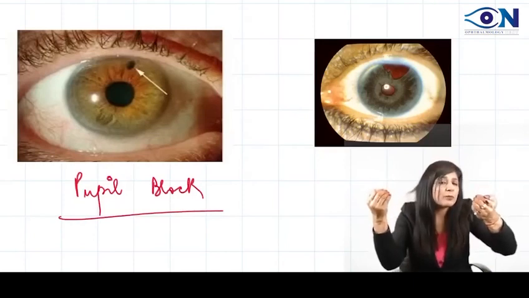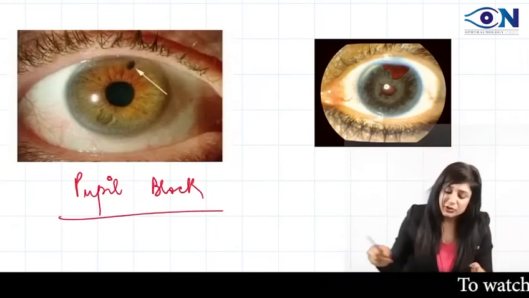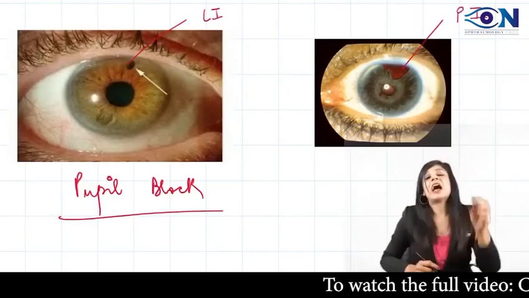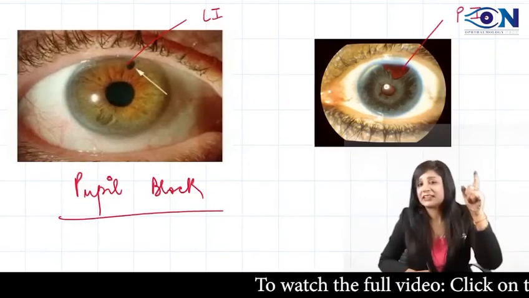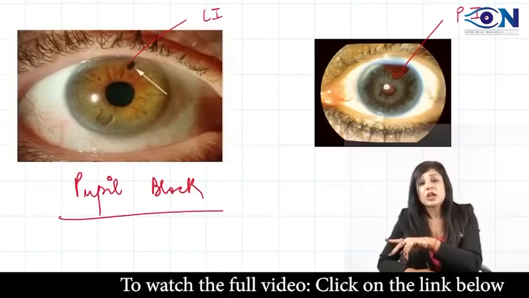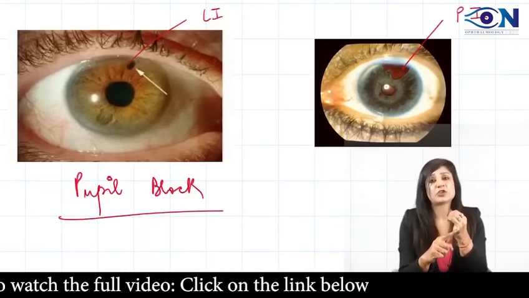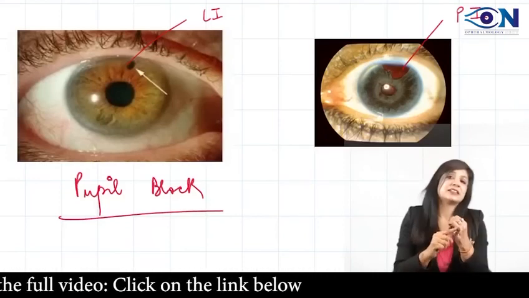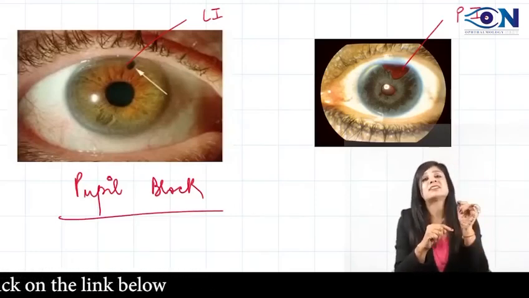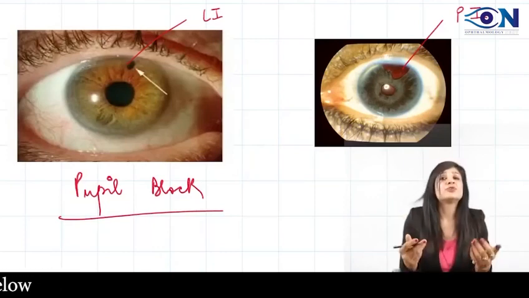So if the pupil is already blocked, what should we do? We can create one more pupil. How can I create one more pupil? Give an opening in the iris. So we can do laser iridotomy or we can do surgical PI. I can create this opening by laser iridotomy. I can create the opening by surgery, wedge-shaped resection. So while laser trabeculoplasty was done in cases of open angle glaucoma, in cases of angle closure glaucoma, we do laser iridotomy or surgical PI. Very, very important. Apart from this, how can you reduce the intraocular pressure?